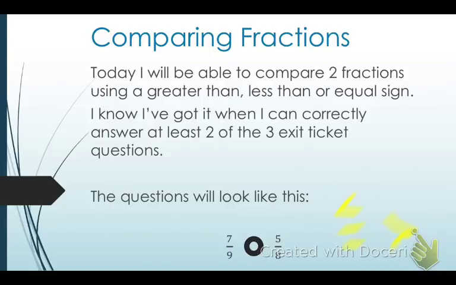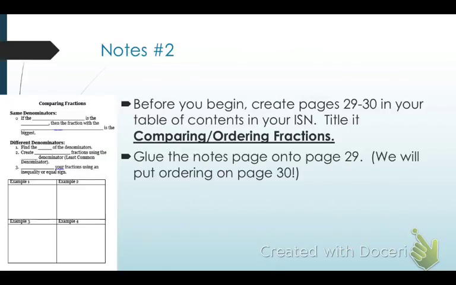Alright, so you should know the routine by now, where you're going to get your spiral out and you need to label your table of contents. This is like part one of two videos, because we're going to put comparing and ordering fractions together. Comparing will go on page 29, and then ordering, which will be on a second video, onto page 30. So it'll just be those two things. They have a lot of things in common, and so go ahead and pause it and get just comparing fractions notes glued into your spiral on page 29, and then come back.